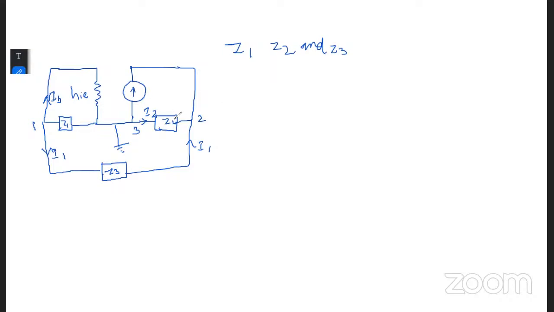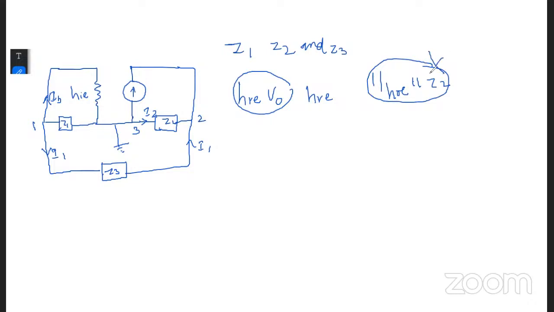Here the feedback source of EMF, HRE V0, has been omitted because we have neglected this one, because the reverse voltage HRE of a transistor is negligible. And similarly, the output resistance 1 by HOE is in parallel with the Z2, which is large. So therefore, it has also been omitted. This also has been neglected here.